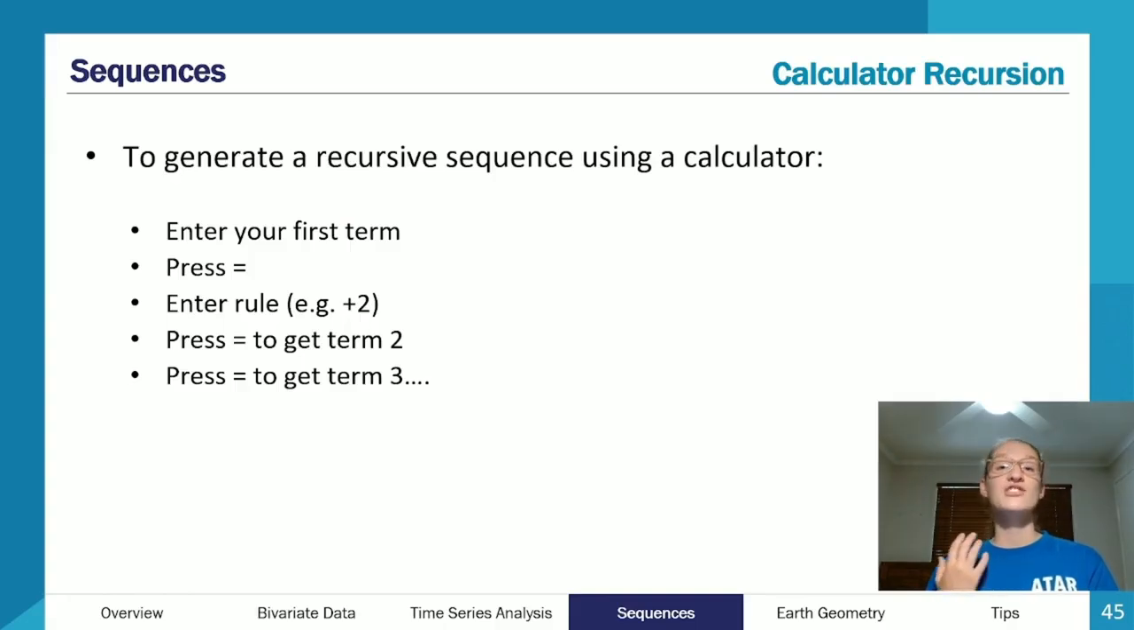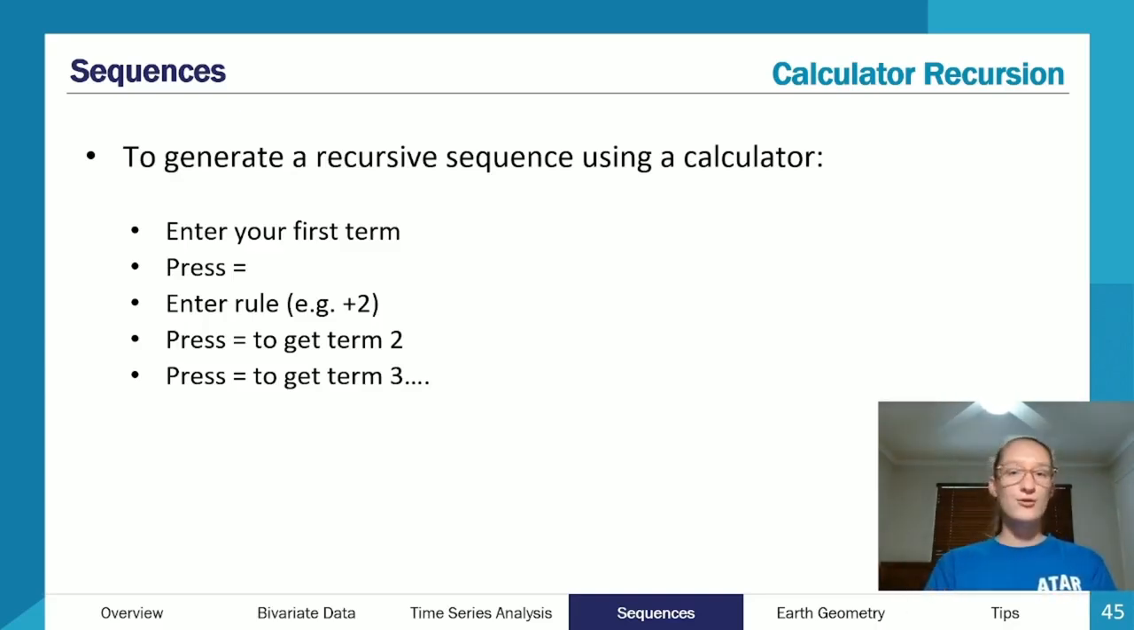Another important thing, you can actually generate a sequence using your calculator, and that's again using recursion. That's really important if you want to quickly answer a multiple choice question or if you want to check your work. So to make your calculator generate a sequence, you enter your first term. With our 2, 4, 6, 8, 10 example, our first term would be T1, so our first term would be 2. So you'd enter the number 2 in your calculator and then press equals and then enter your rule, which in our case would be +2.